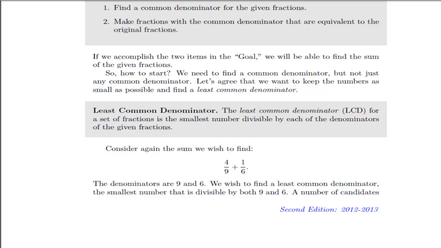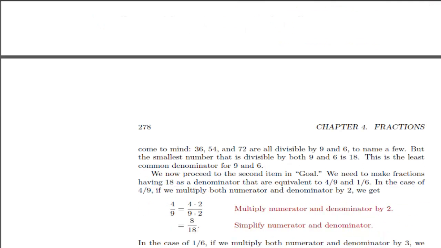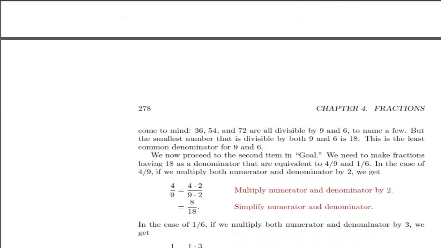Consider again the sum we wish to find, 4/9 plus 1/6. The denominators are 9 and 6. We wish to find a least common denominator, the smallest number that is divisible by both 9 and 6. A number of candidates come to mind. 36, 54, and 72 are all divisible by 9 and 6, to name a few. But the smallest number that is divisible by both 9 and 6 is 18. This is the least common denominator for 9 and 6.